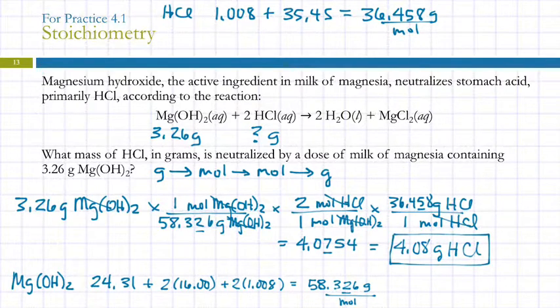So 1 dose of milk of magnesia would neutralize 4.08 grams of HCl in your stomach. You've got hydrochloric acid in your stomach. Did you know that? And it's a good thing, because if you didn't have the acid in your stomach, you wouldn't be able to digest your food, and you would die. So, yeah. Any questions?